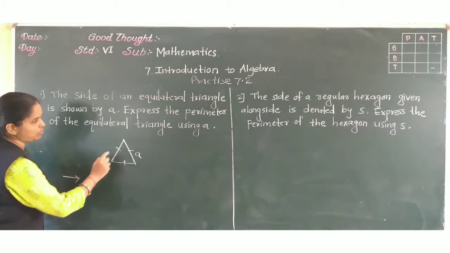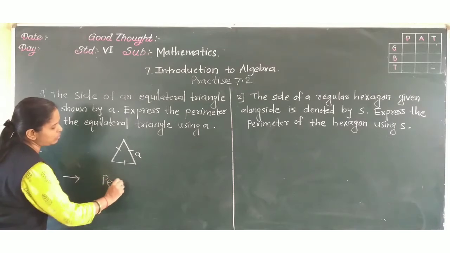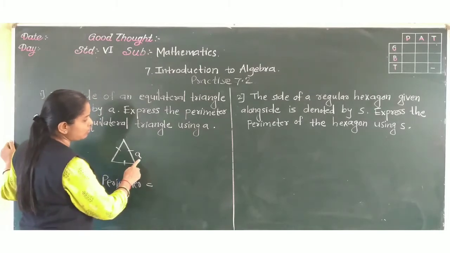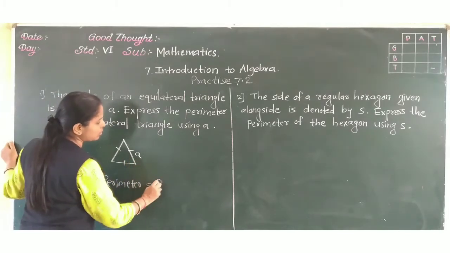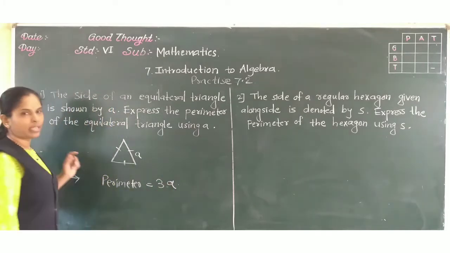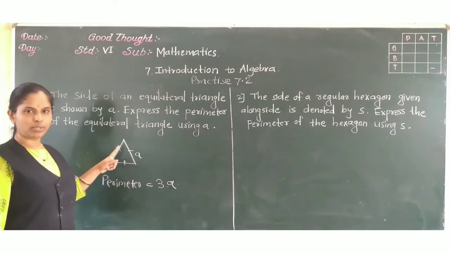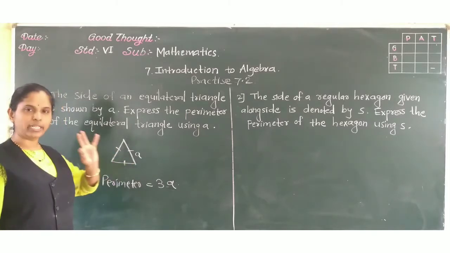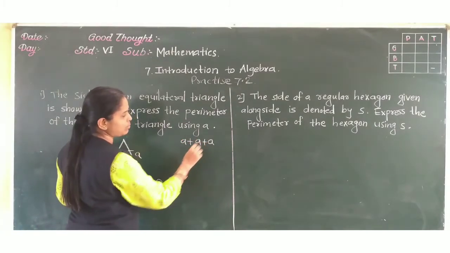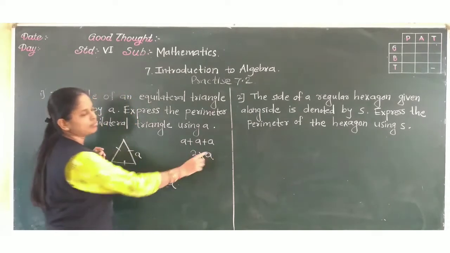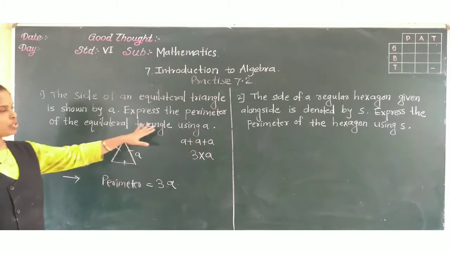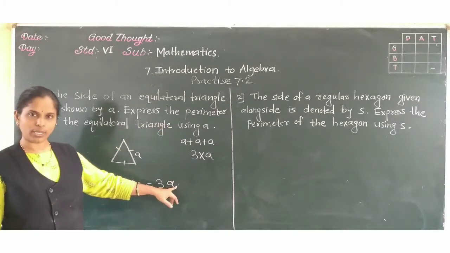So how to express the perimeter? Perimeter of a triangle we can express by using A, that is 3 into A or 3A. Why 3A? Because all sides are equal, correct? So 3 times A, correct? Addition of A plus A plus A, 3 times addition, we can write 3 into A. So what will be the perimeter of this equilateral triangle using A? 3A. Okay.